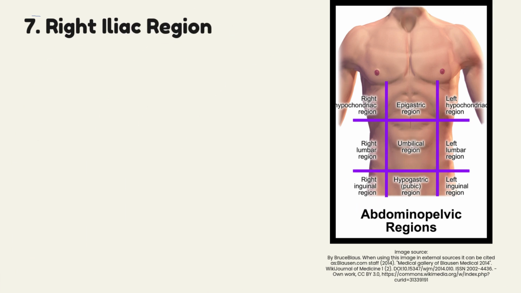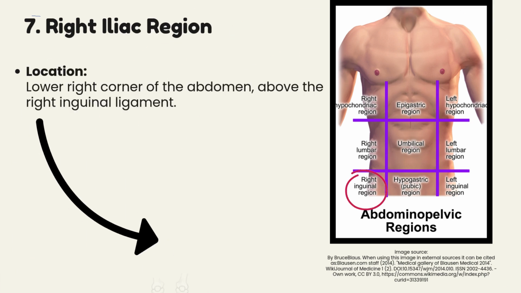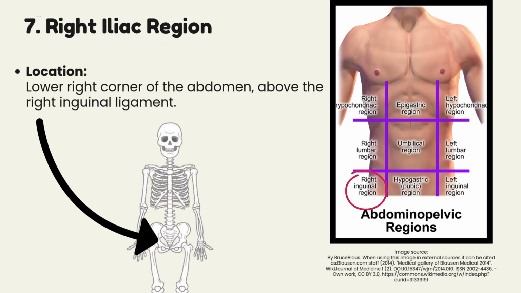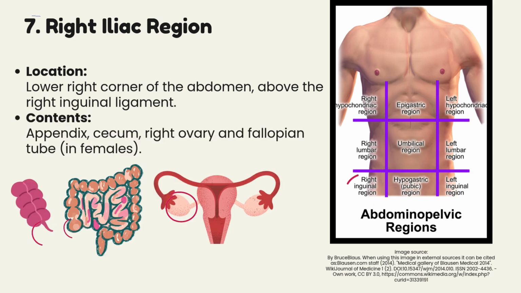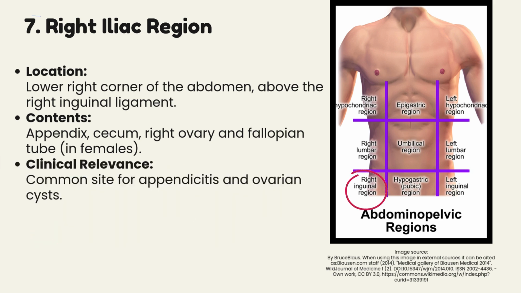Number 7. Right iliac region. It is located in the lower right corner of the abdomen, above the right inguinal ligament. It consists of the appendix, cecum, right ovary, and fallopian tubes. In females, it is a common site for appendicitis and ovarian cysts.